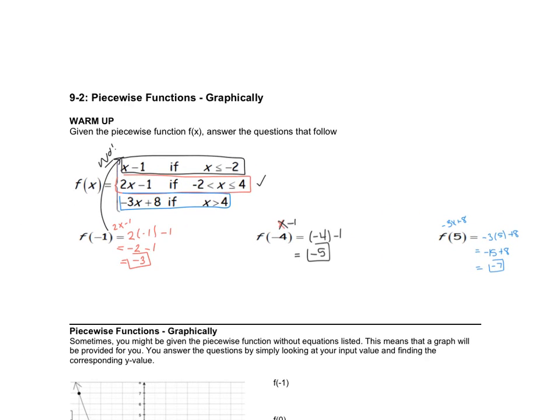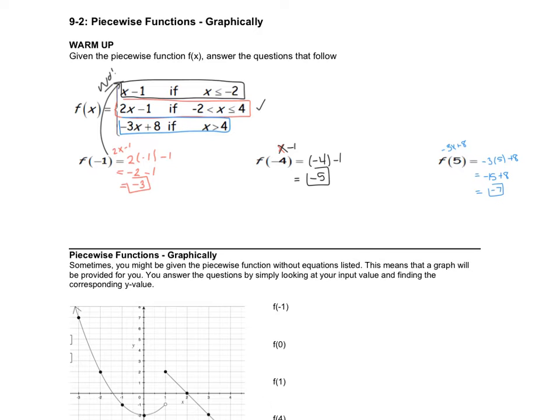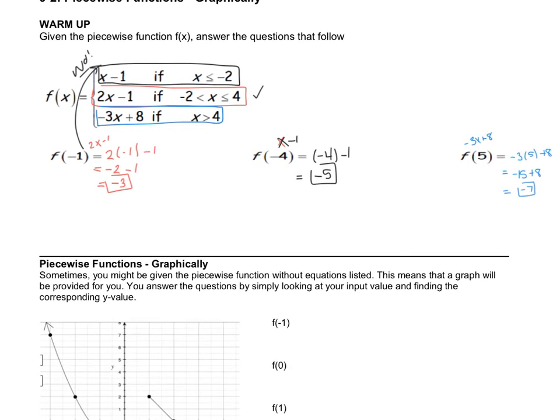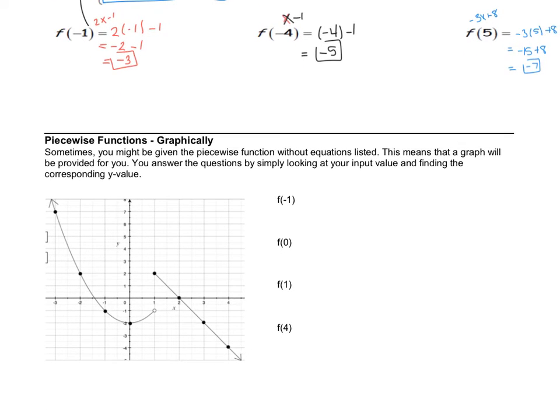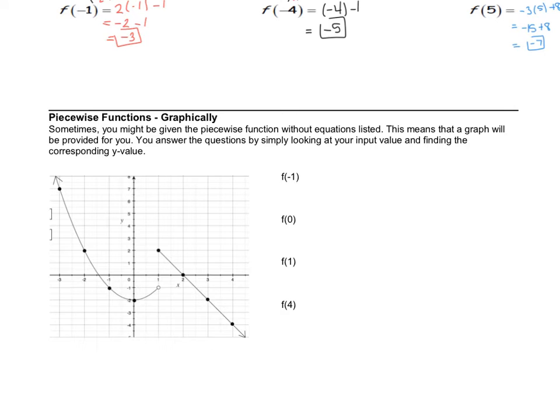And that's how you evaluate a piecewise function. So we should be very comfortable with this. Tomorrow you're just doing practice with these two types. You're going to be doing 4 questions where you evaluate a piecewise, and then 4 questions where you evaluate graphically. And then Wednesday, we're going to learn how to graph the piecewise function graphically.